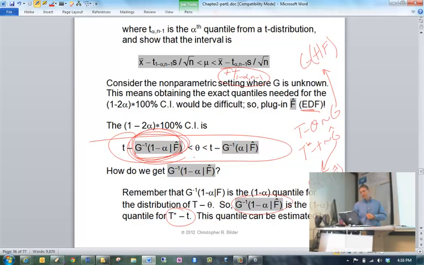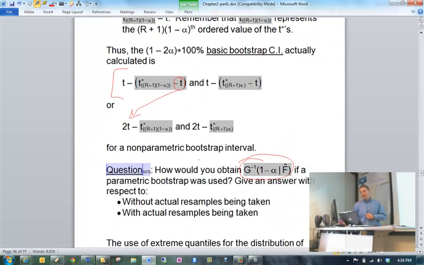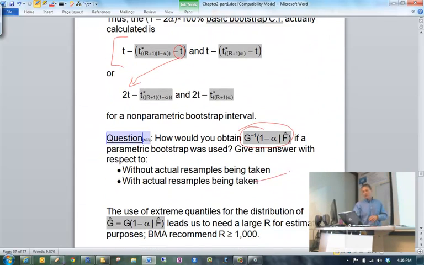Now, what would you have to do if you actually wanted to take resamples? Get F hat. Just do the same process that you did with the non-parametric. All you do is change how you get the resamples. So you sample from the F hat distribution. That would be like a normal, let's say, with mean x bar and variance s squared divided by n.